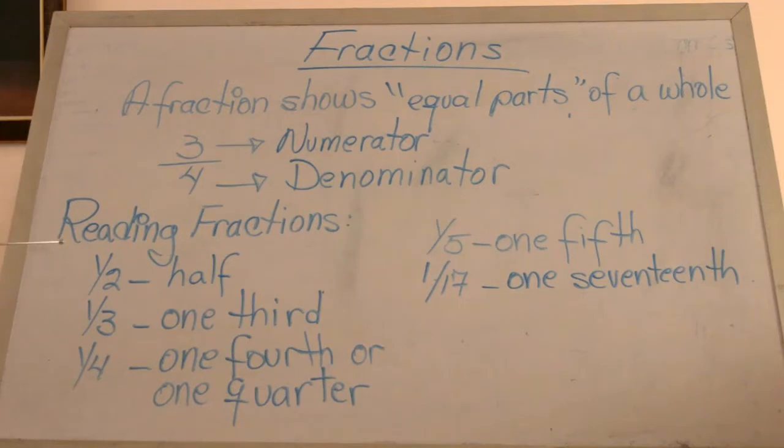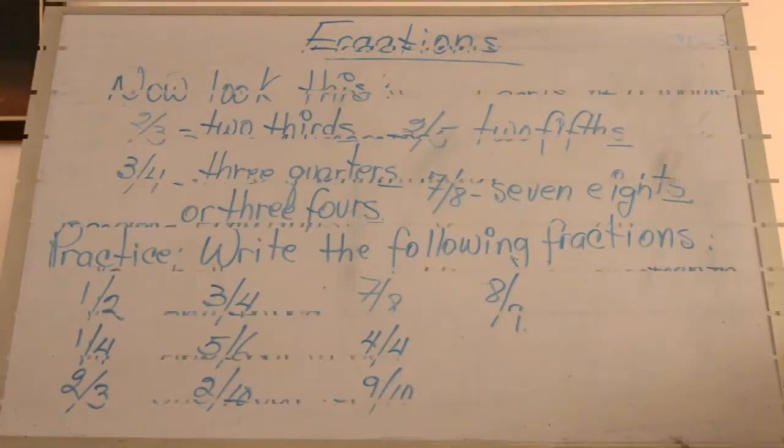Look at this, the way that we are going to read fractions. Half, 1/3, 1/4, or a fourth, 1/5, 1/17. We have to pay attention that each of the denominators that you are reading is read in an ordinal way. In a moment, we will see other examples.